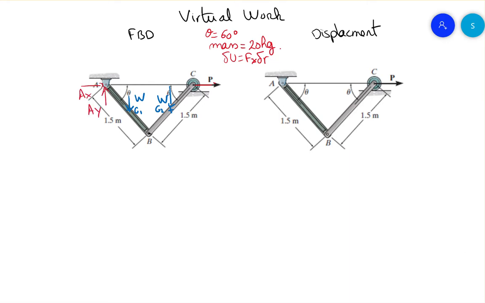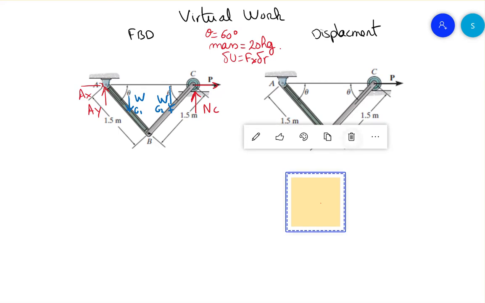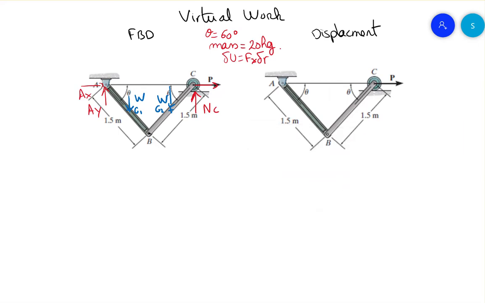At P, there's a force P and a normal force NC from the surface. At B, there's no force because it's internal. The force of the link AB on the link BC and the link BC on the link AB are internal forces and they cancel each other.